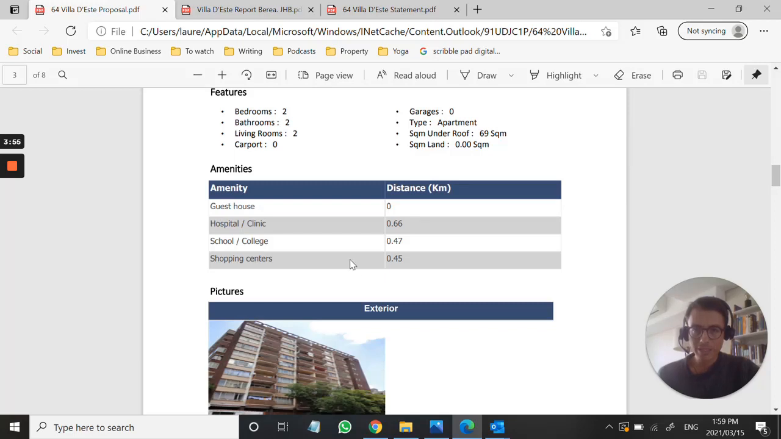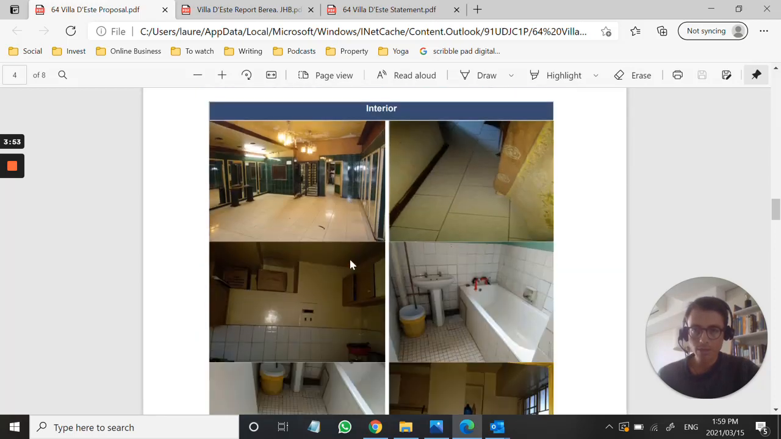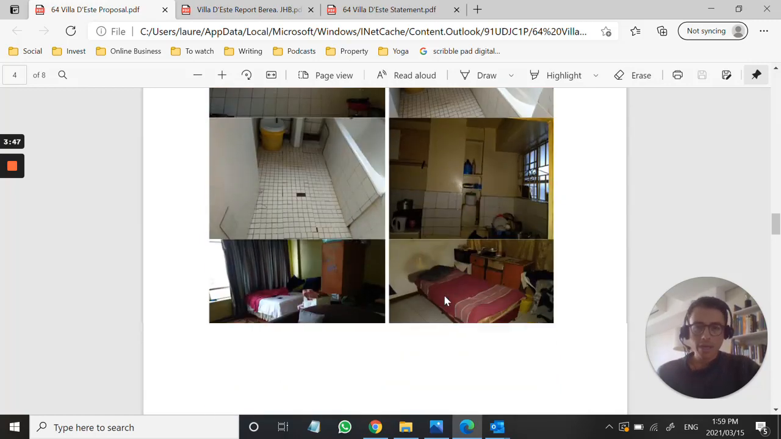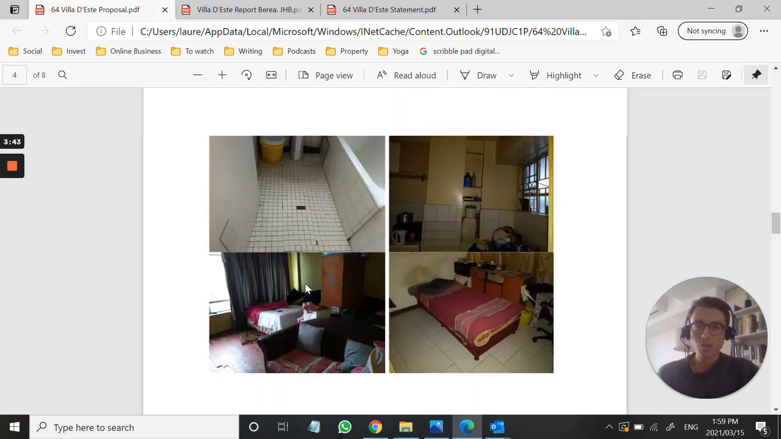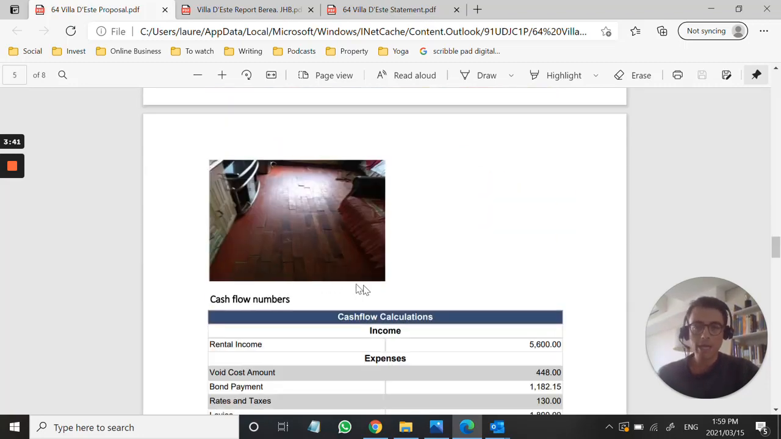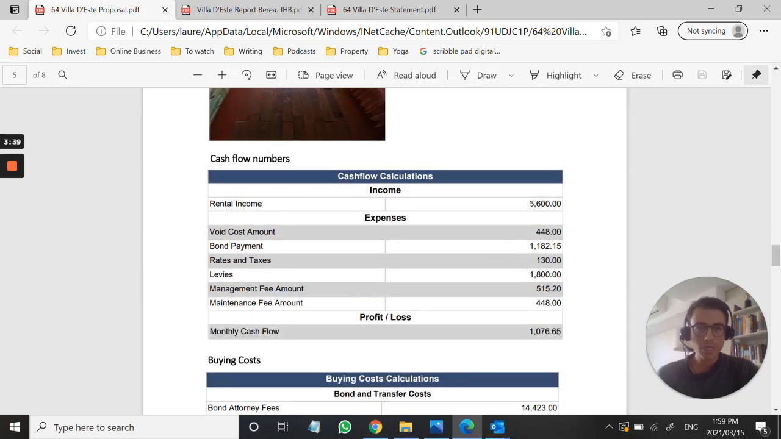So let's have a look here at some pictures. So it's the outside, the inside. Okay, cool. Security gate, good for me. It looks like it's clean, well maintained. Okay, this is perfect. You can see people are living in there. It looks in decent condition. This is perfect. Okay, rental income of 5.6.